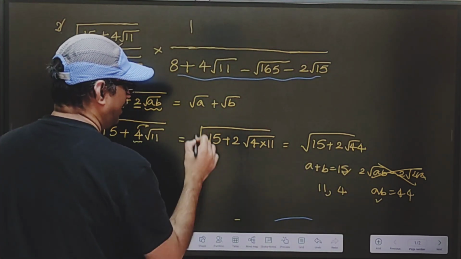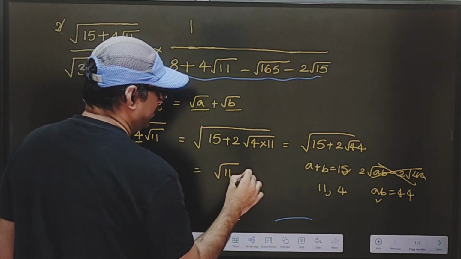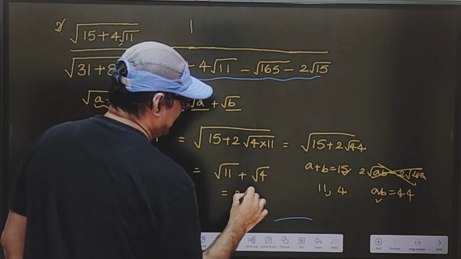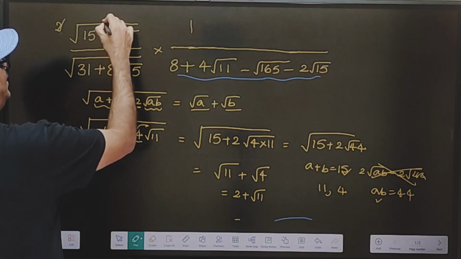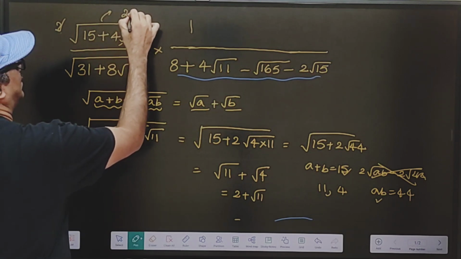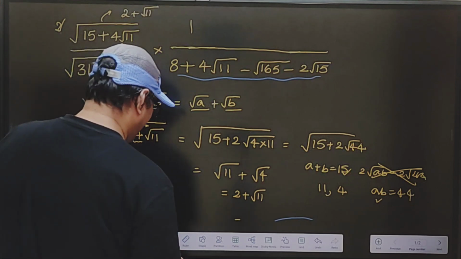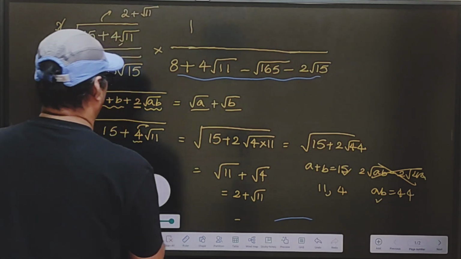So this will become now root a plus root b, that is root 11 plus root 4, which is equals to 2 plus root 11. So we understood the square root of this is equals to 2 plus root 11. Now let's go to the denominator. We will work on the denominator also. Before that I'll erase this.